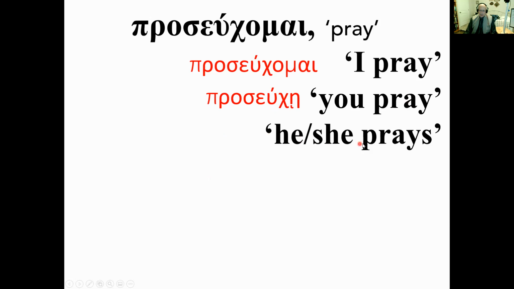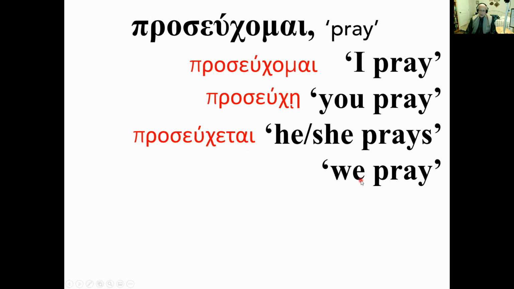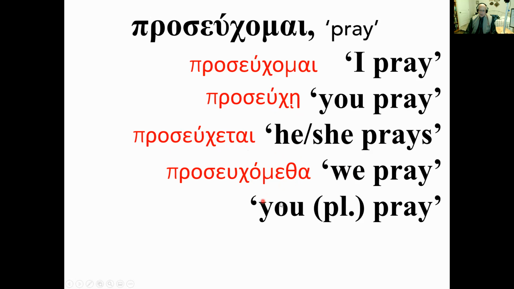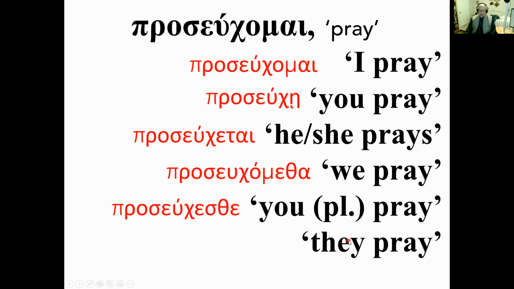Pros euchomai. I pray. You pray. Pros euche. He, she prays. Pros euchetai. Notice the endings. Omai, e, etai. We pray. Pros euchometha. Not omen, but ometha. You plural pray. Pros euchesthe. Here I have it correct. They pray, pros euchontai.